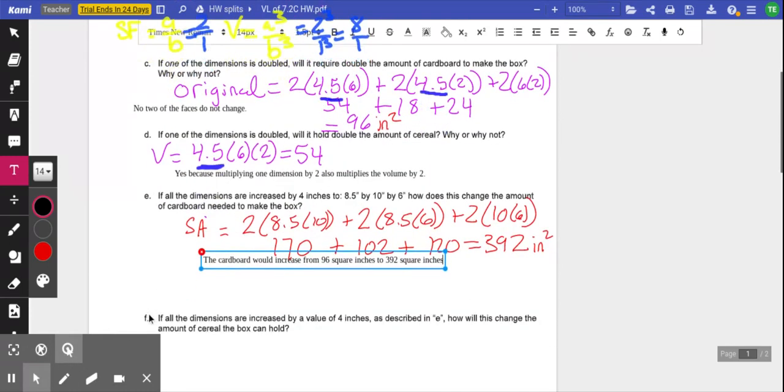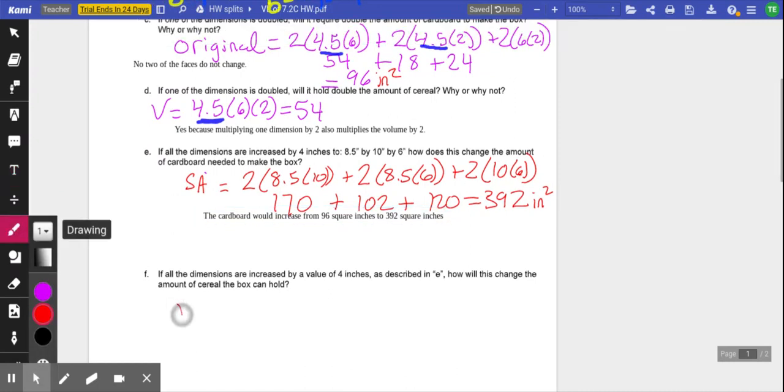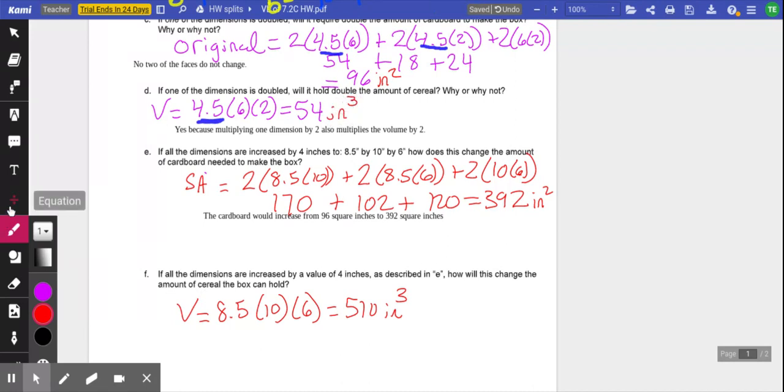Okay, next one. If all the dimensions were increased by a value of 4, as described in E, how will it change the volume? So how much cereal can hold, the volume. So I'm going to add 4 to each of these. So here we go. My volume. The 4.5 is an 8.5, the 6 turns into a 10, and the 2 turns into a 6. And we multiply that. We get 8.5 times 10 times 6. We have 510 inches cubed. So we went from 54 inches cubed to 510 inches cubed.